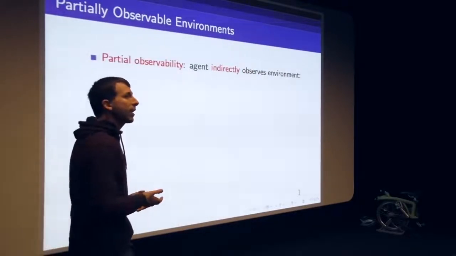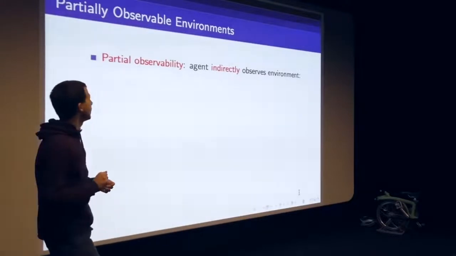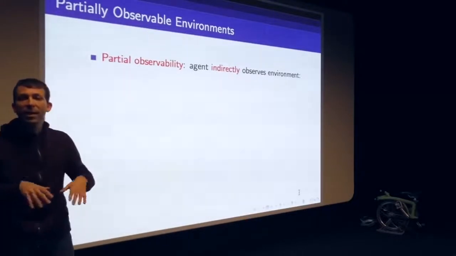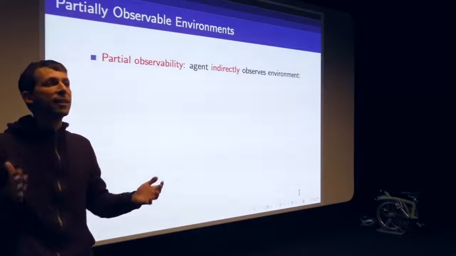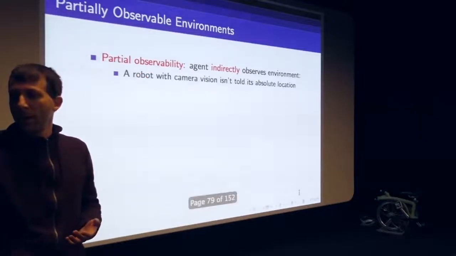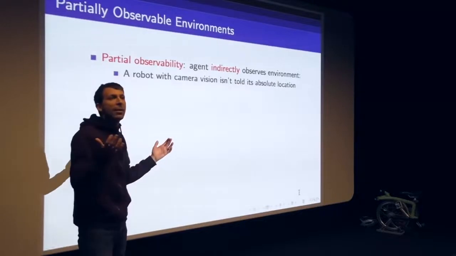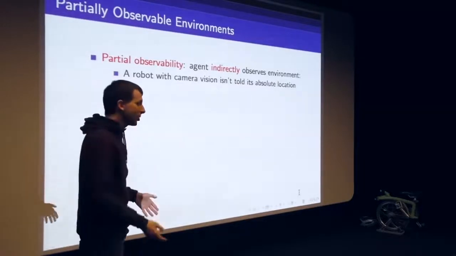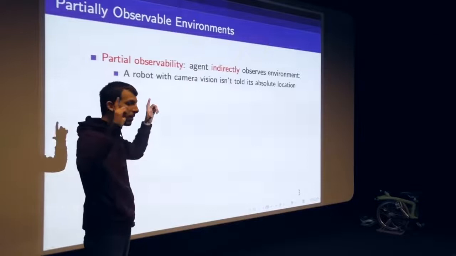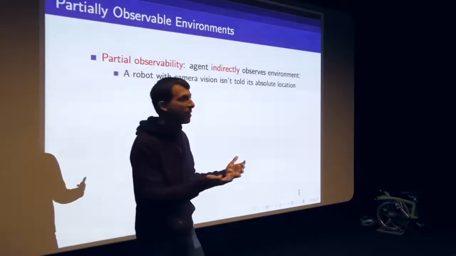So what about the other case? The other case is partially observable environments. So this is where the agent indirectly observes the environment. So it doesn't get to see everything about the environment. So for example, a robot with a camera, it might not know exactly where it is unless it has a GPS. Maybe it just gets to see this camera stream. And it has to figure out for itself where it is within the room.